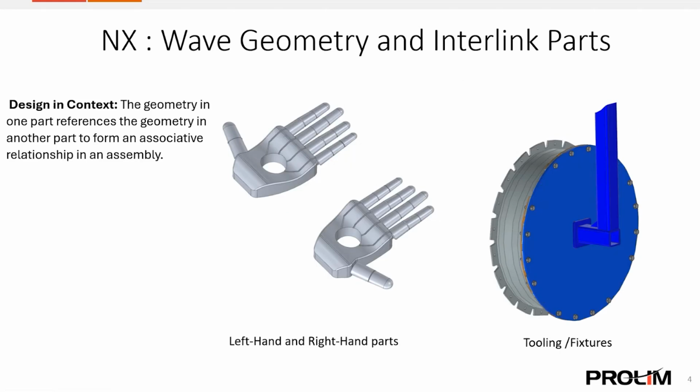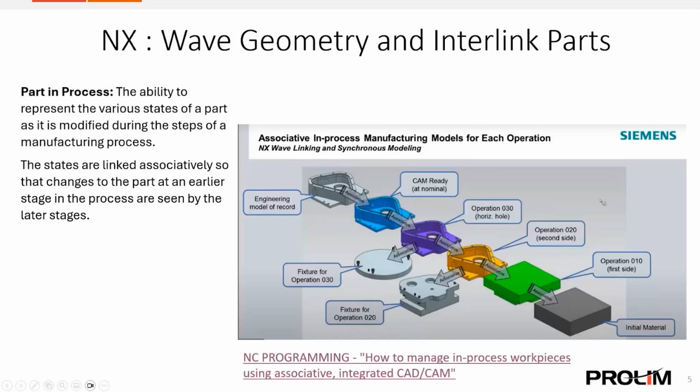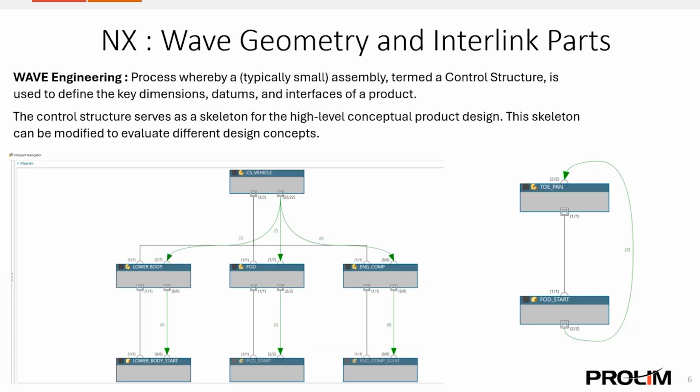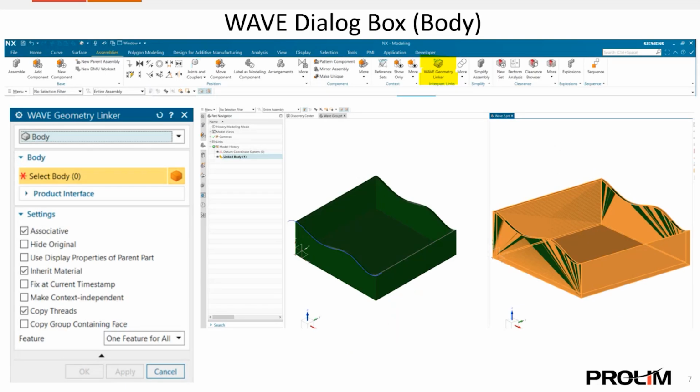We talked about, like I said, the design and context. I went into this assembly here and showed you guys how you could make some mistakes. From here, we talked about part and process, wave engineering, and then we quickly went through the different things in the dialog box. With that being said, I'll open up the floor if anybody has any questions.